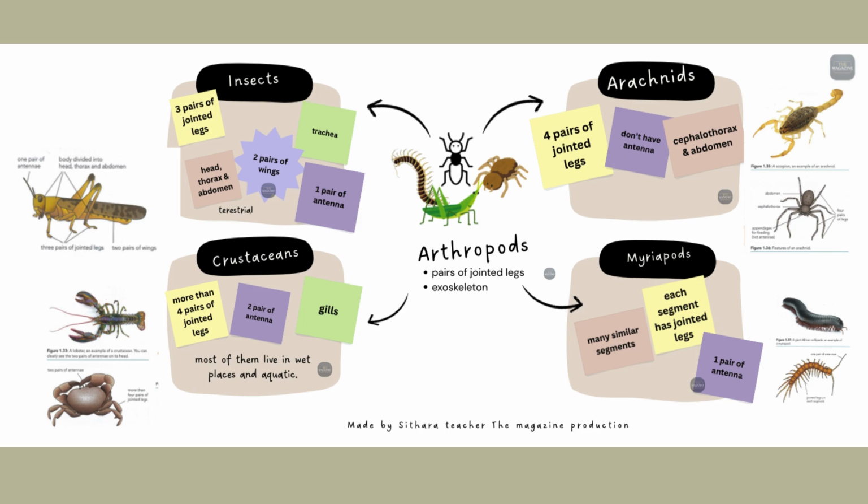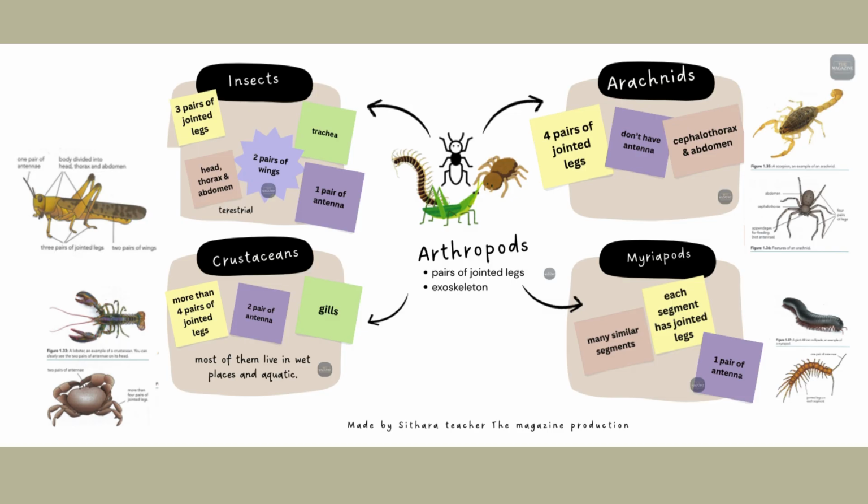The next part is arachnids. The next subgroup is arachnids. As an example we can use spiders. They have four pairs of jointed legs, and they don't have antennae, but their body can be divided into two parts, cephalothorax and abdomen. Cephalothorax means the head and thoracic part joined together.